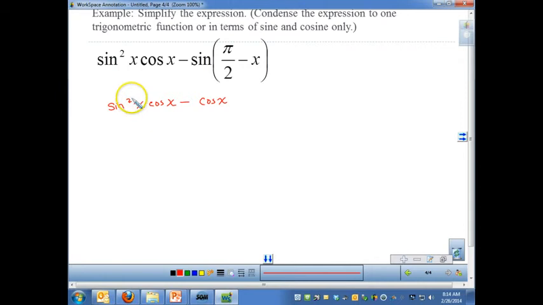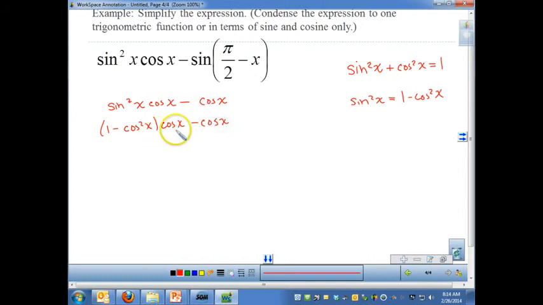I could replace sine squared, so let's go back to that Pythagorean identity again. So sine squared of x plus cosine squared of x is equal to 1. So if I take a look at this, I could say that sine squared of x is equal to 1 minus cosine squared of x. I could do that. So if I did that, I'm going to end up with some kind of quadratic, because I would have 1 minus cosine squared of x times the cosine of x minus cosine of x, and I have to multiply this.